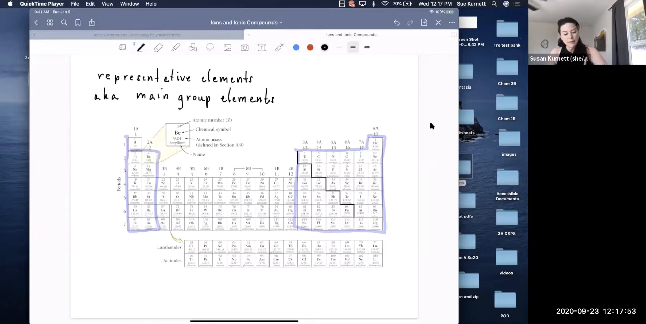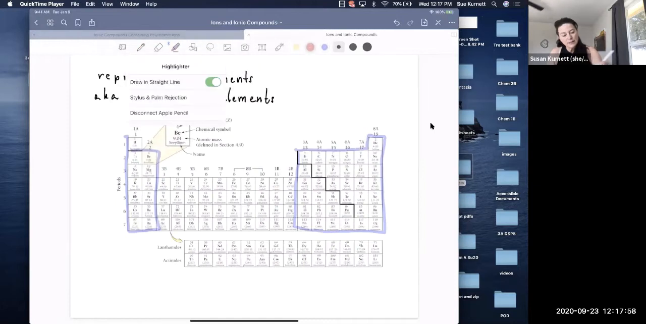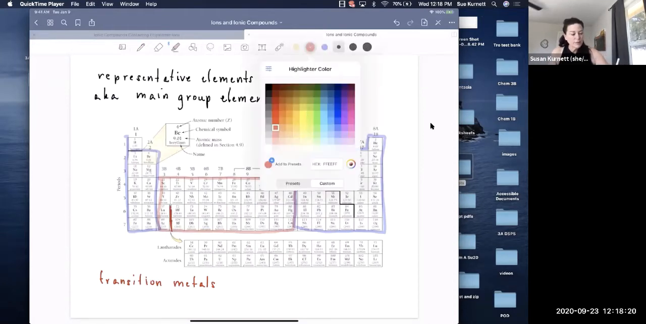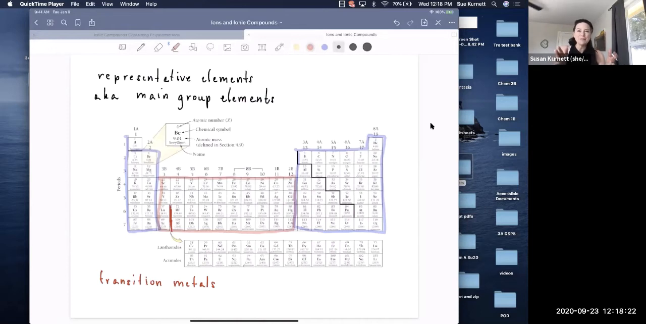If it wasn't a main group element, what might it be? And the answer is a transition metal. These are transition metals. And then right here, in order to keep the periodic table fitting nicely on an 8.5 by 11 page that is landscape, instead of writing them in here, we write them down here.